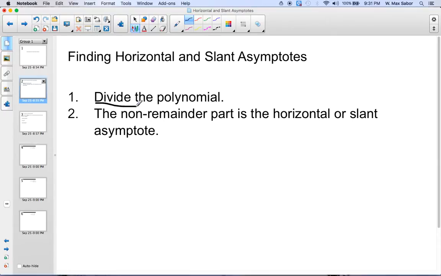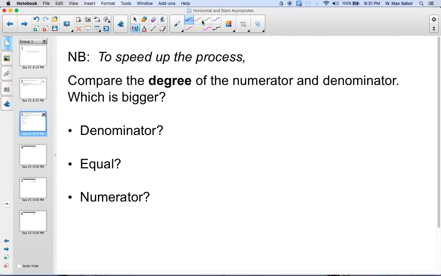So you're going to be dealing with a rational function. It'll look like something over something else. And when you divide those, the non-remainder part is the horizontal or slant asymptote. So that means special things when you know something about the degree of the numerator and denominator.